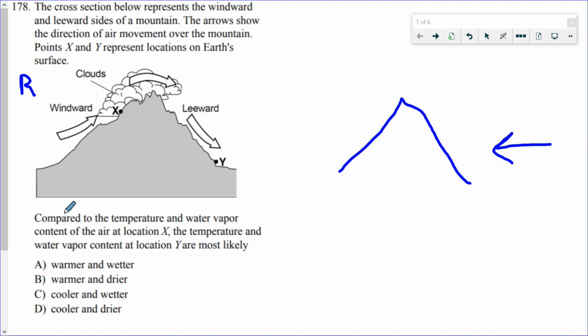So compared to the temperature and water vapor content at X, the temperature and water vapor content at Y are... they did that little head fake, which I've mentioned a few times. They start with one thing and then they switch to another direction. What's it like here? This is the warmer and drier side of the mountain. So that's where you have your sinking, contracting, warming, evaporation, and clear side of the mountain, the leeward side.